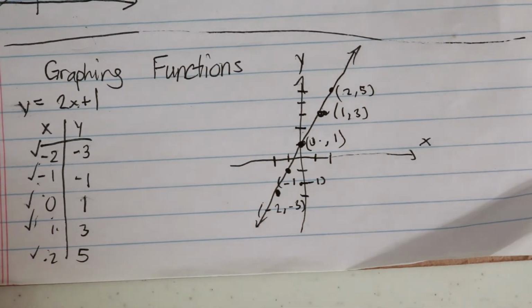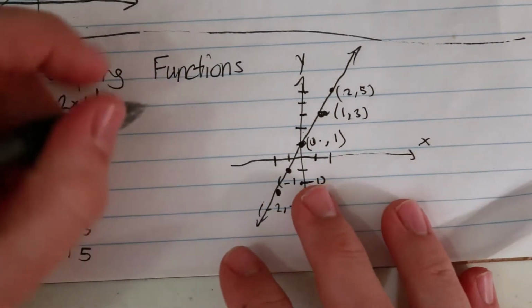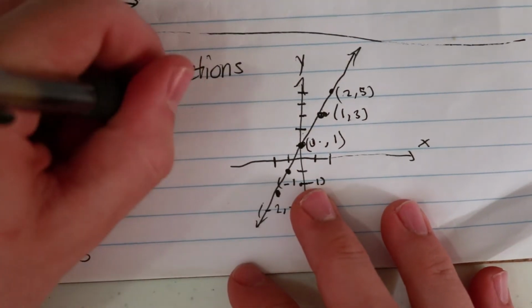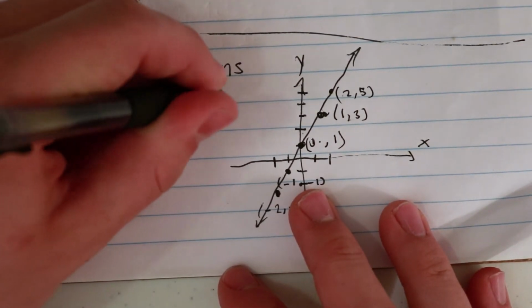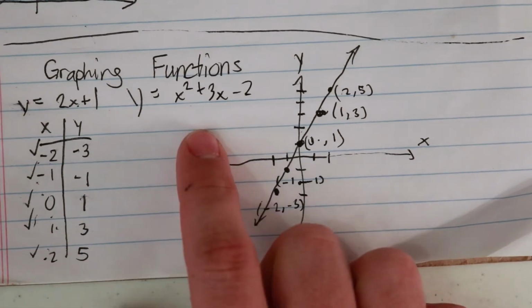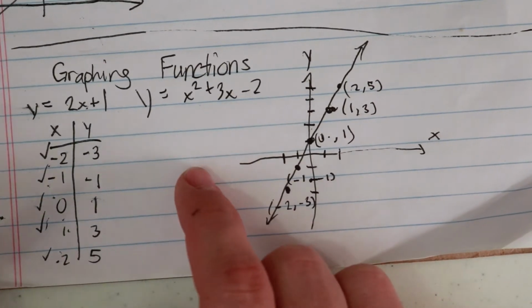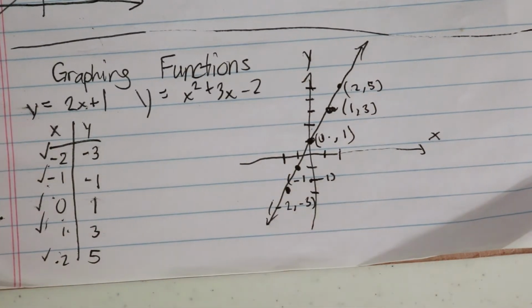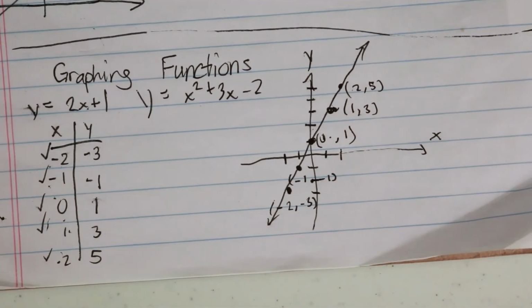But the general idea holds even for harder functions, such as y equals x squared plus 3x minus 2. If you're dealing with this, it follows the same idea of just picking x's and taking your y value out, and that's how you graph the function. So there's how to graph a function.